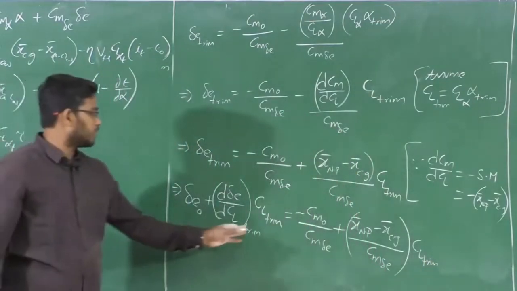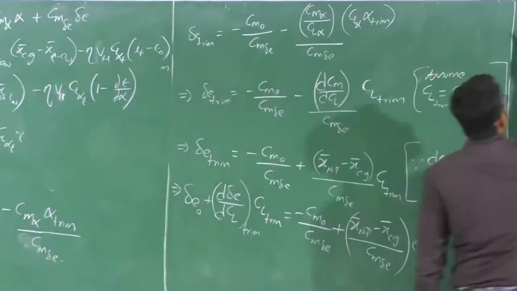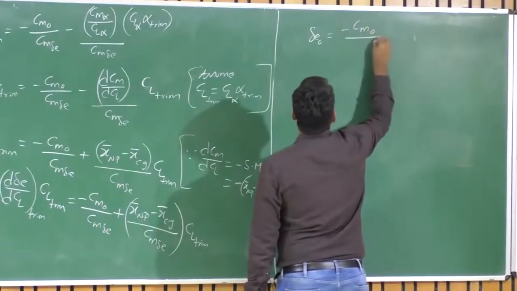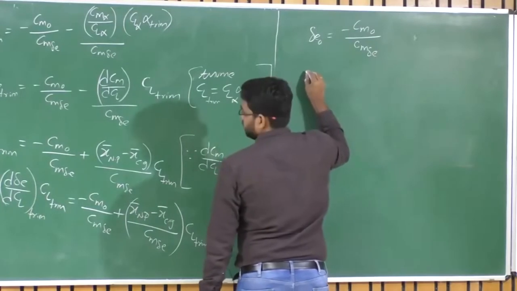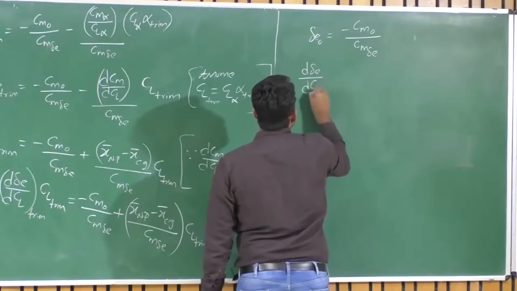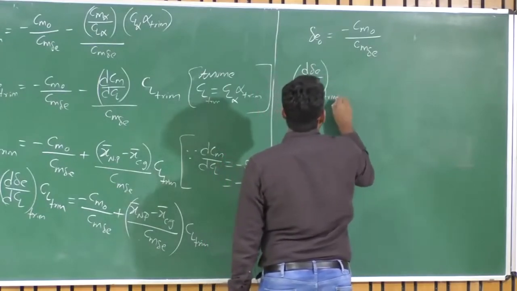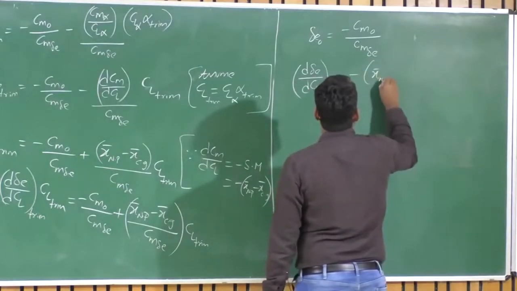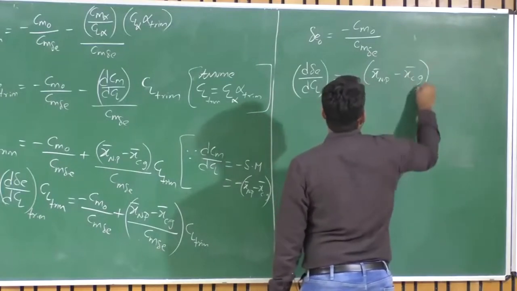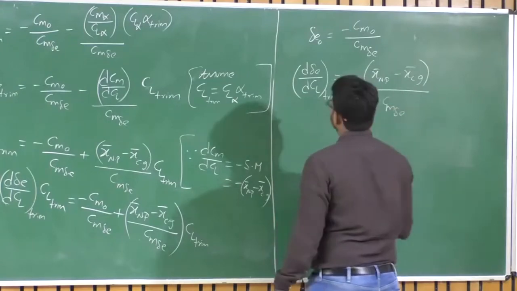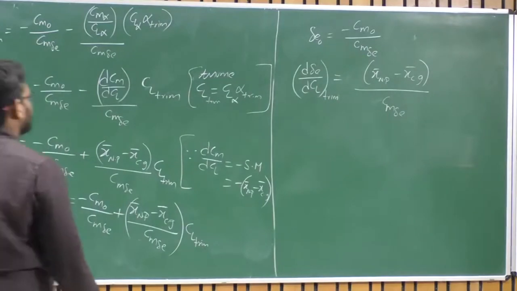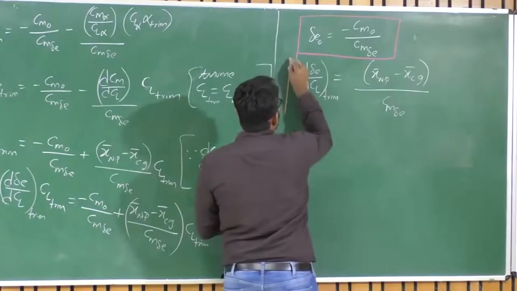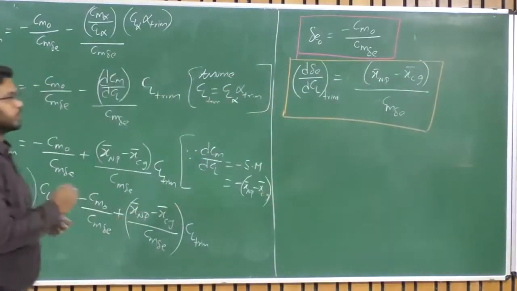Okay, so by comparing the constants and coefficients of CL trim, what I have is delta E naught is equal to minus CM naught upon CM delta E, and d delta E upon dCL trim, the change in delta E for change in CL trim, is equal to minus of X bar NP minus X bar CG upon CM delta E. Okay? So there is a lot to learn from these equations.